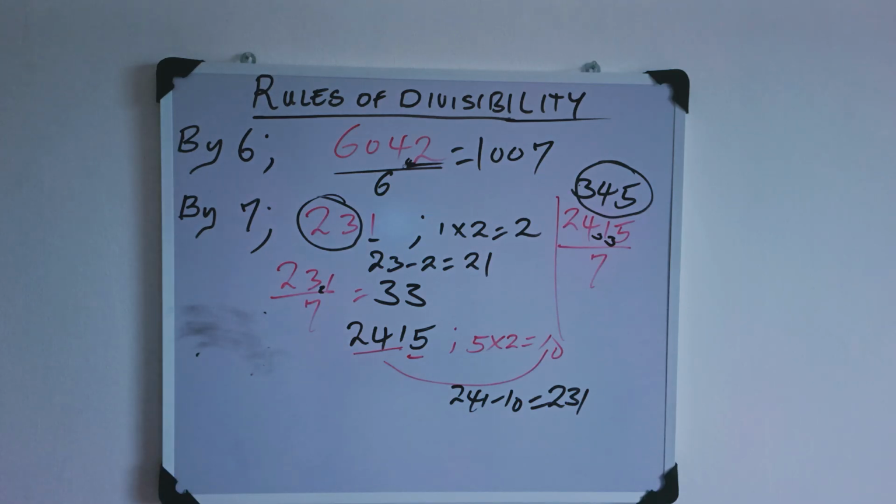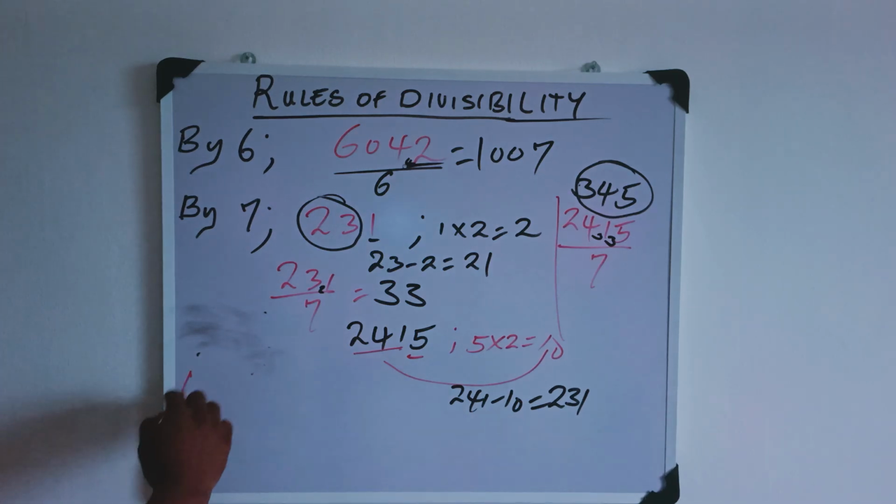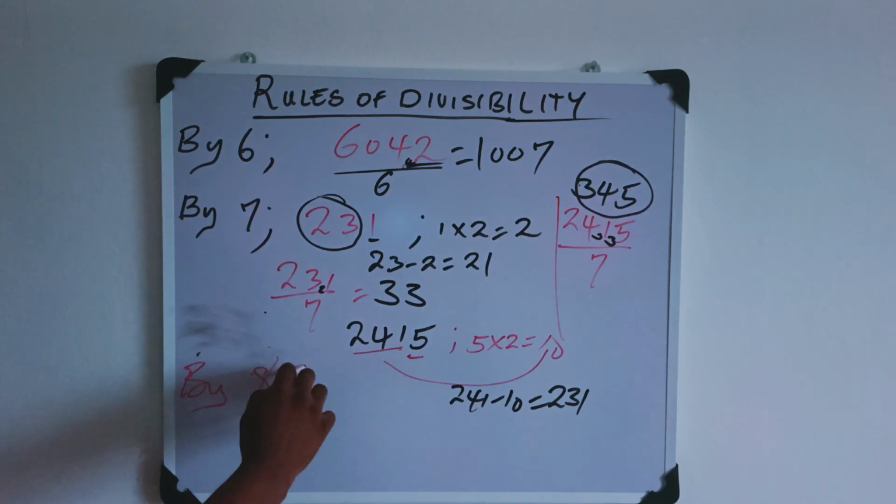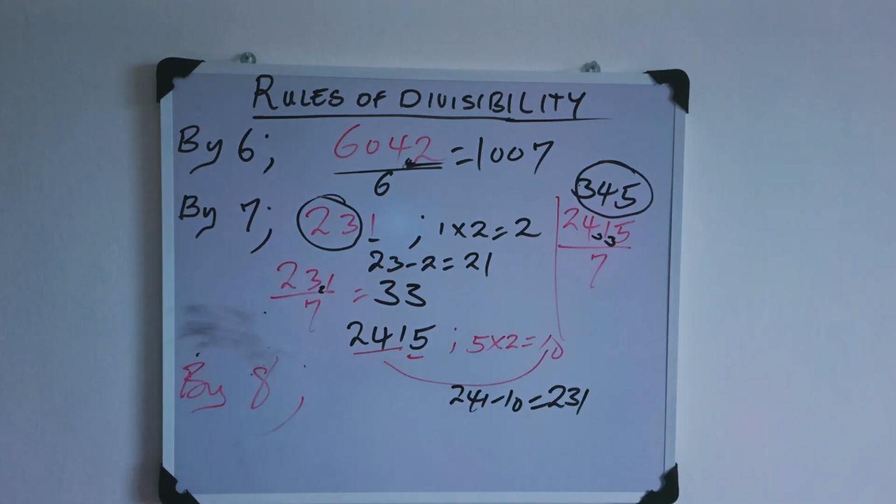And finally, how do you know a number is divisible by 8? If the last 3 digits form a number divisible by 8, and the last digit is an even number, then you say that number is divisible by 8.